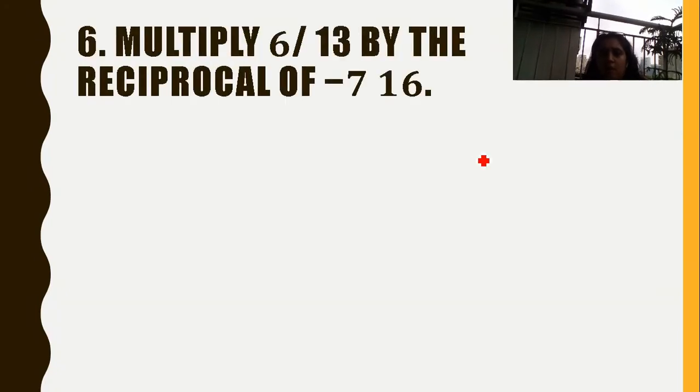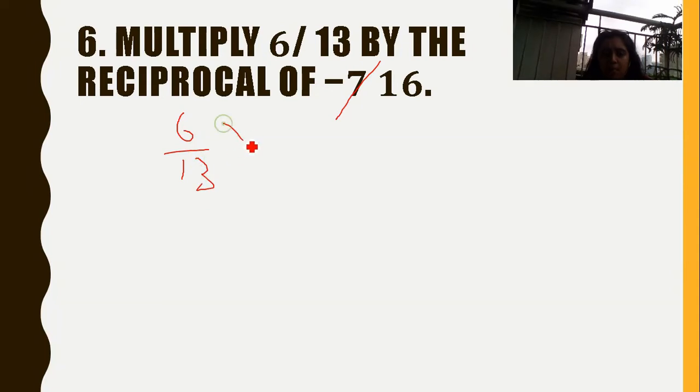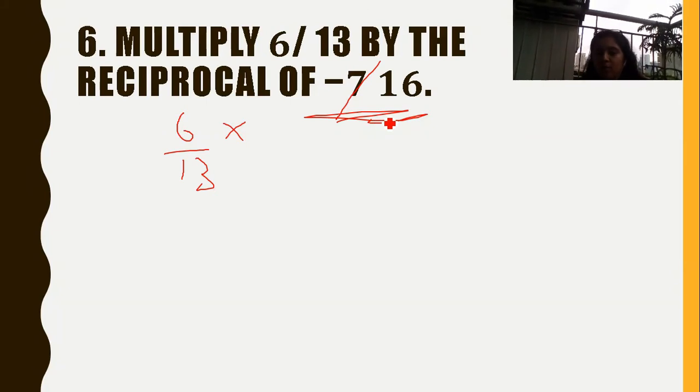And now our next question is the sixth part. Multiply 6 upon 13 by the reciprocal of minus 7 upon 16. What we have to do in this question is multiply 6 upon 13 by the reciprocal of minus 7 upon 16. First of all, we have to find the reciprocal of this number, and in order to find the reciprocal of any number, you have to change the numerator to the denominator and the denominator to the numerator.